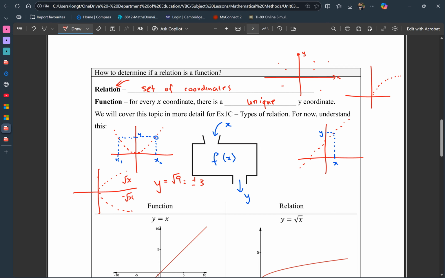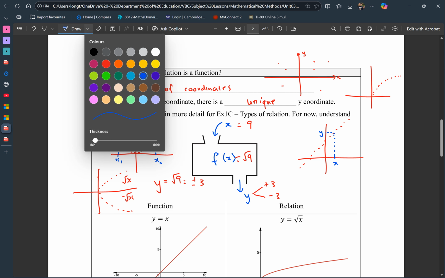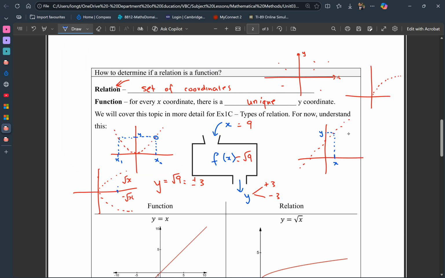So it means, for example, in this machine, does it pass the function test? If I put a 9 into the machine and the function says square root 9, your y values could either be a positive 3 or negative 3, which is shown in this graph here. That's why we call this specific graph not a square root function. We call this when x is 9, you can get a point where the y value is 3, or you can get a point where the y value is -3. This is called square root relation.